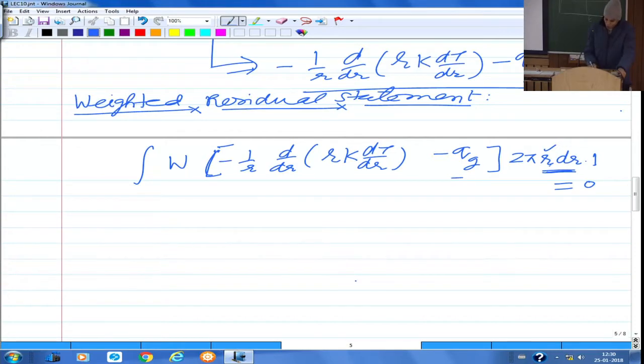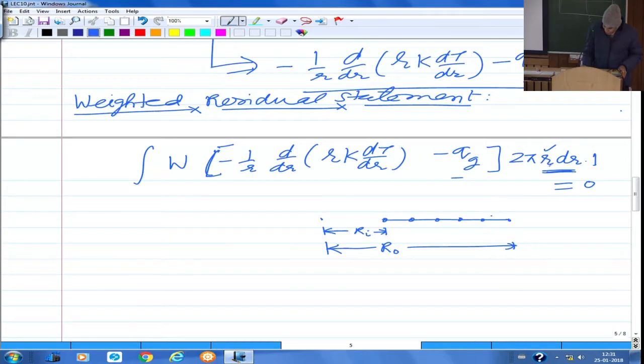Let us say now these limits I want to put for an element, not for the entire domain. If I look at the radial line, let us say this is my radial line. Somewhere here is the axis of the cylinder, and as I said, this is your Ri, and then this is your Ro. When we discretize this into a number of elements, let us write the weighted residual statement over only one element. Let us say this element.